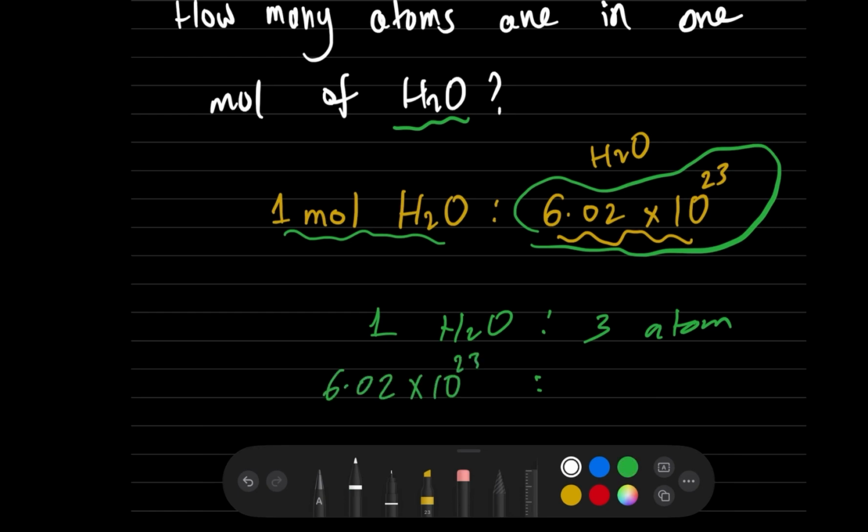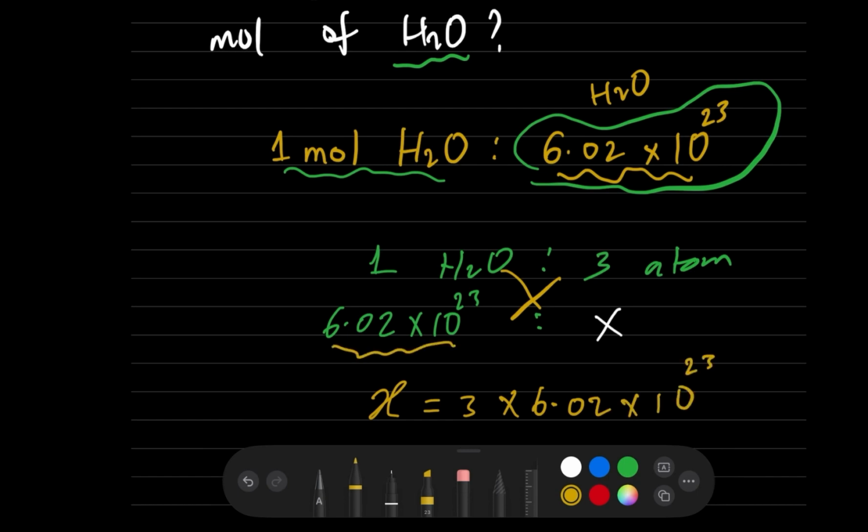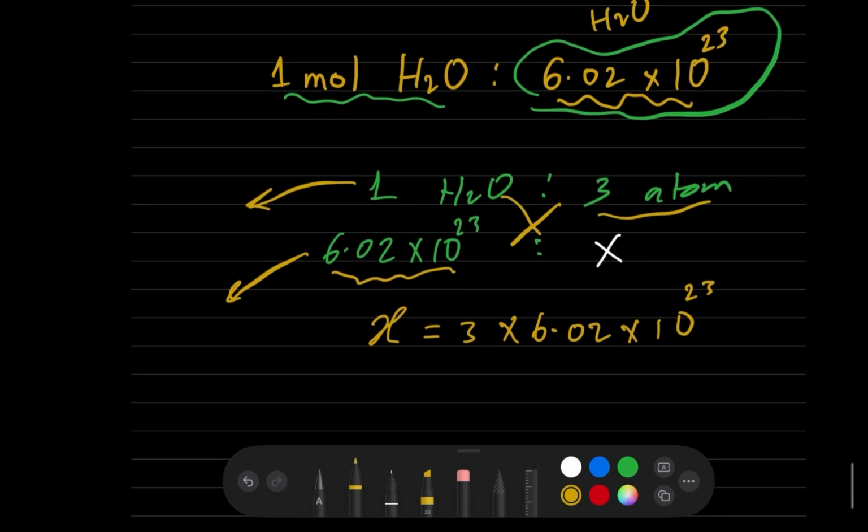And here we have to put X. Then we multiply those numbers together. And then we can say, the number of atoms in 1 mole of water is equal to 3 times 6.02 times 10 to the power 23. By the way, this 6.02 is the number of water molecules. And here we can say, each water molecule contains 3 atoms. We can apply the same relationship here.